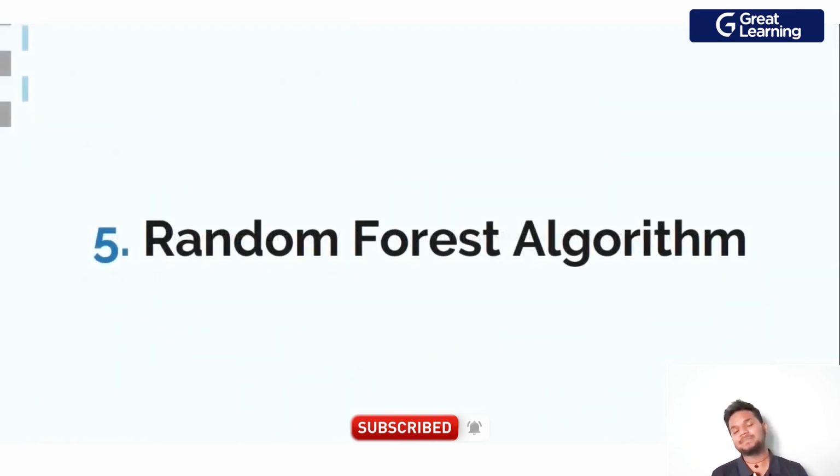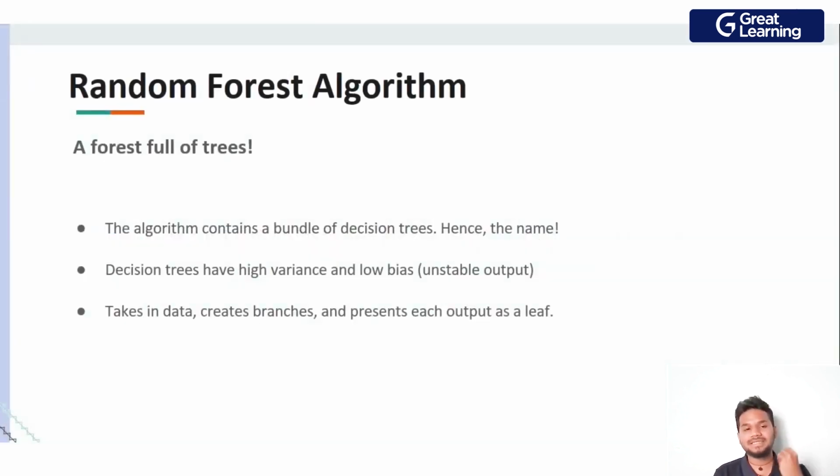Right, guys. Next up, coming to the random forest algorithm. Random forest. When you say forest, what is the first thing that comes into your mind? It's a group of trees. It's a collection of trees, right? Here also it's a collection of trees, but not just trees. It is decision trees. Hence, once you have multiple decision trees, you just call it a forest. In this case, it's called the random forest algorithm as well, right?